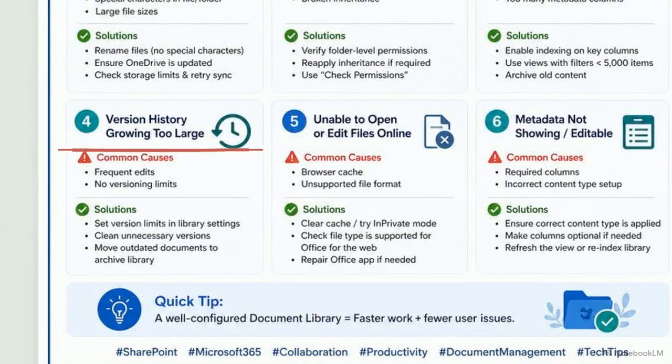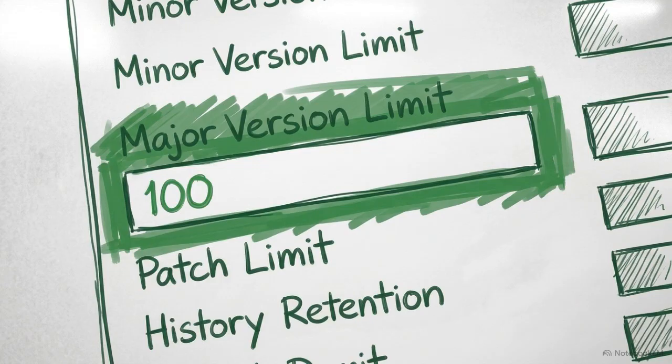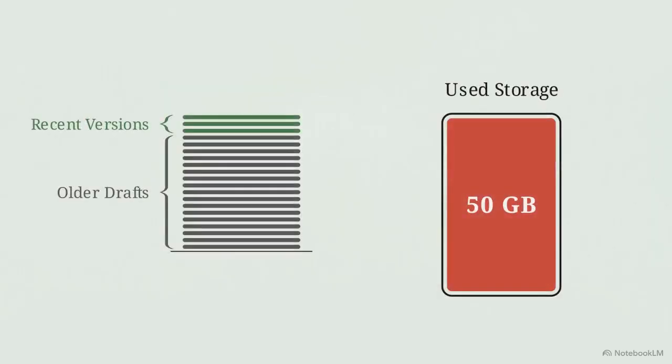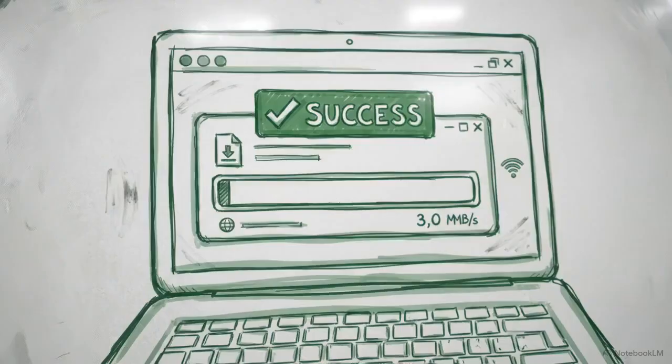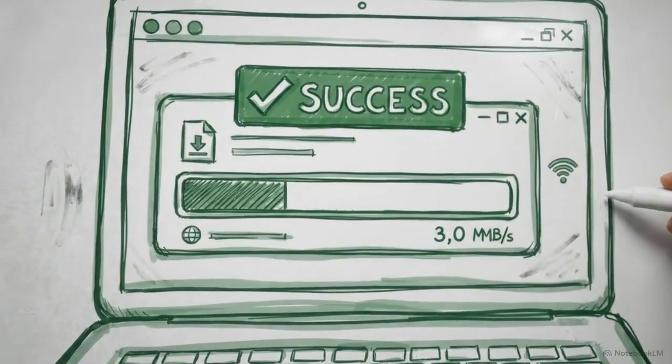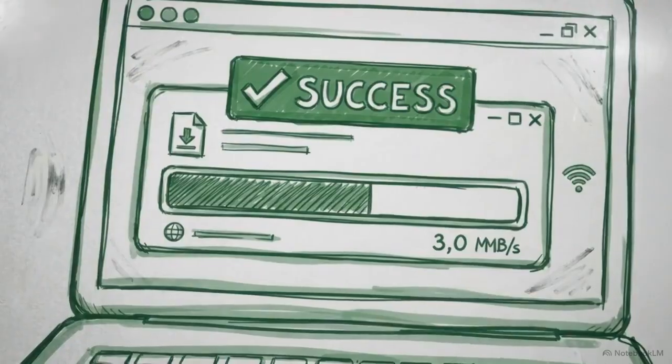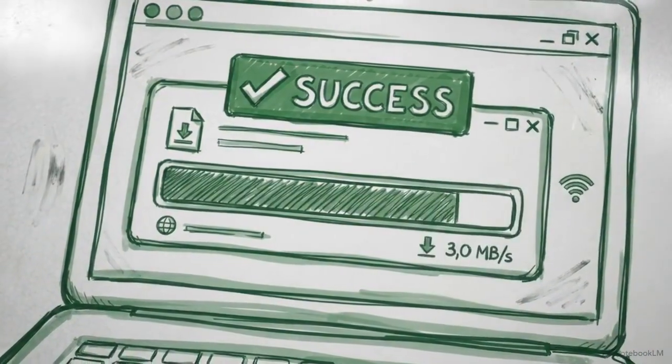Moving to Panel 4, we address an invisible cause of sluggishness: unchecked version history accumulating behind every single file. Navigate to the versioning settings and impose a strict numerical cap on major versions. This automatically purges useless older drafts and reclaims massive amounts of storage. By proactively indexing columns and enforcing strict version control, you prevent the library's sheer mass from crushing its own performance.